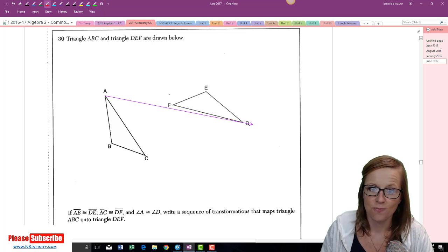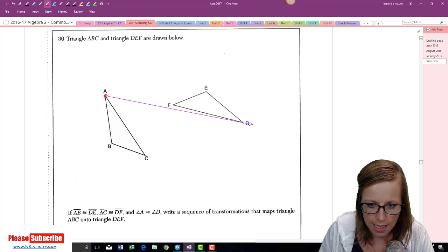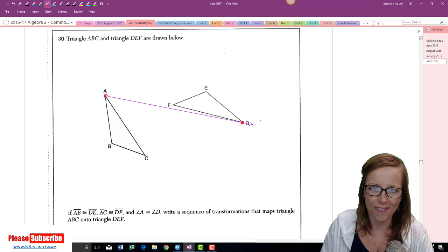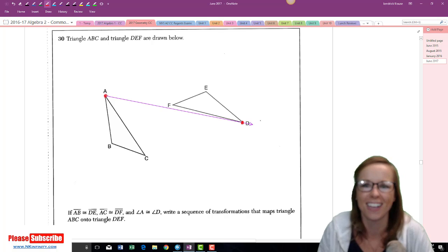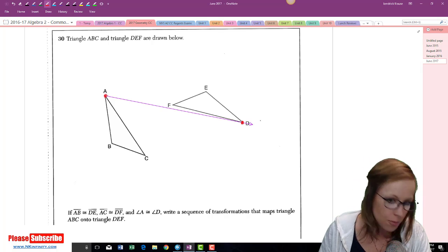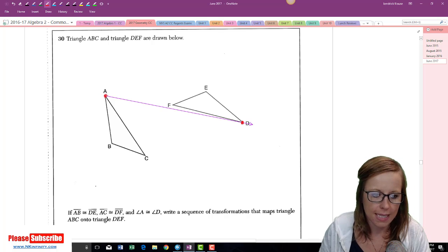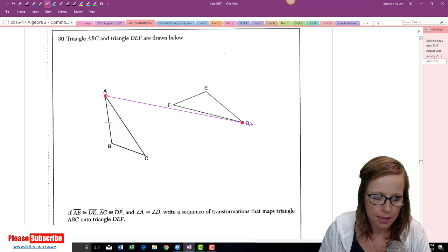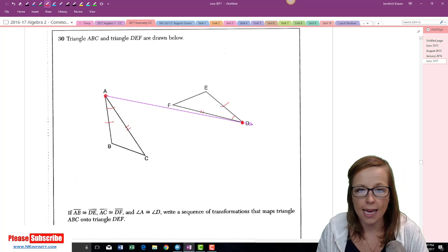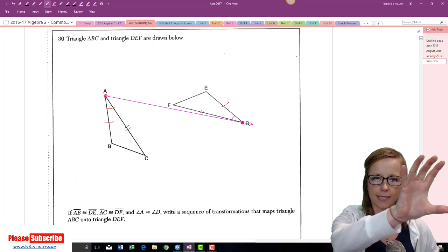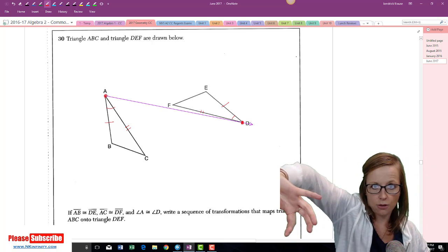Okay, so there's my vector from A to D. So there's vector AD. Cool, right? That was cool. I actually feel pretty proud of myself. Okay, so we're going to translate because it says AB is congruent to DE. AC is congruent to DF. And angle A is congruent to angle D. So I'm trying to bring A to D and then turn it. So if you can imagine sliding it and then turning it so it matches up perfectly.